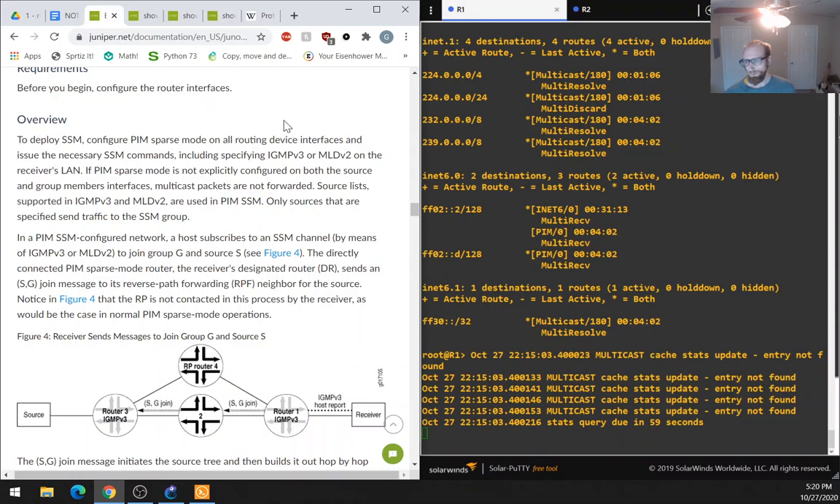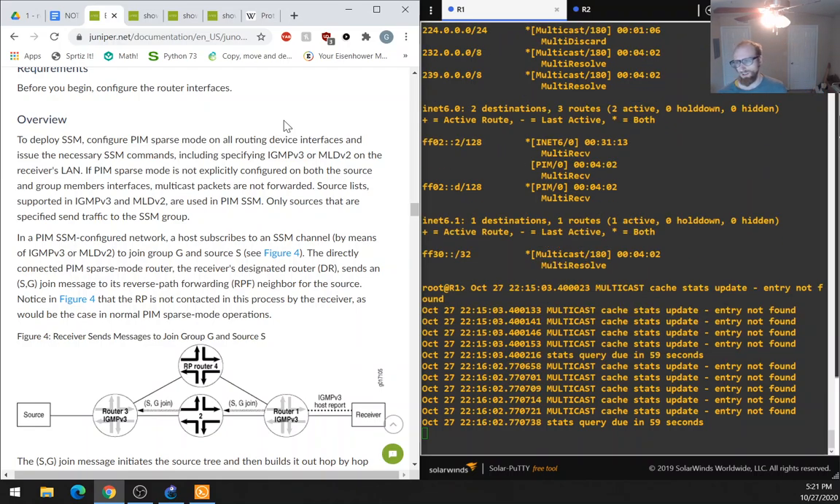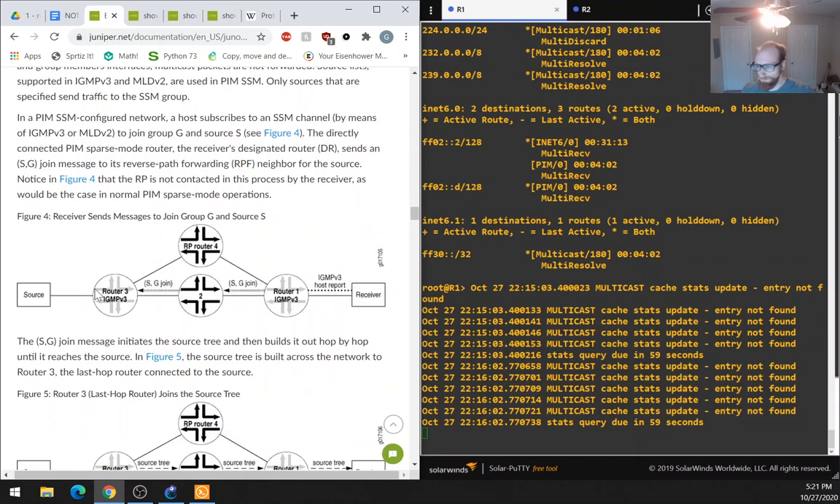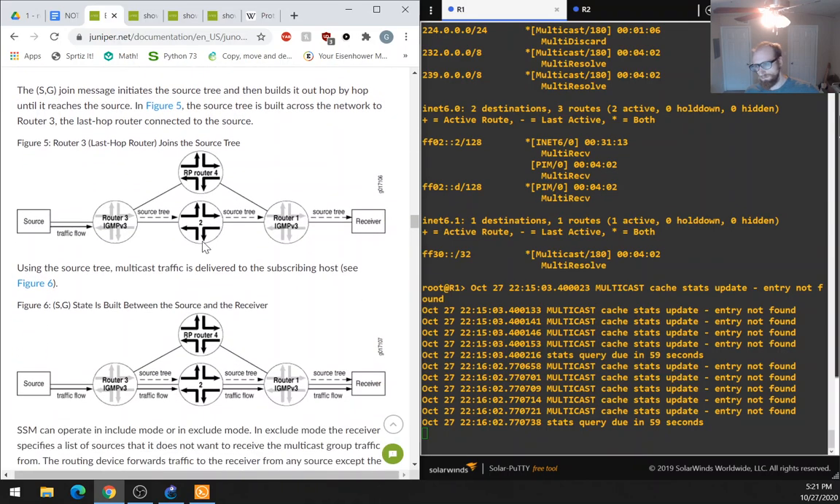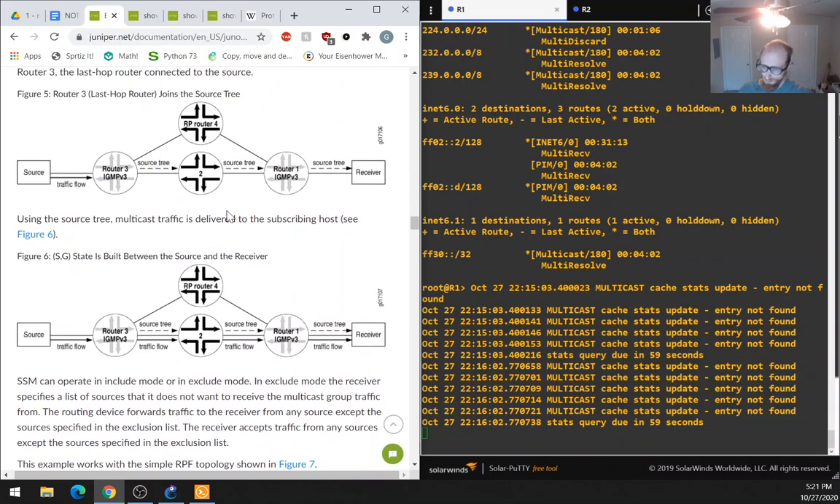To join Group G and Source S, see Figure 4, the directly connected PIM sparse mode router, the receiver's designated router DR, sends an SG join message to its reverse path forwarding RPF neighbor for the source. Notice in Figure 4 that the RP is not contacted in this process by the receiver, as would be the case in normal PIM sparse mode operations. The SG join message initiates the source tree and then builds it out hop by hop until it reaches the source. In Figure 5, the source tree is built across the network to router 3, the last hop router connected to the source. Using the source tree, multicast traffic is delivered to the subscribing host.